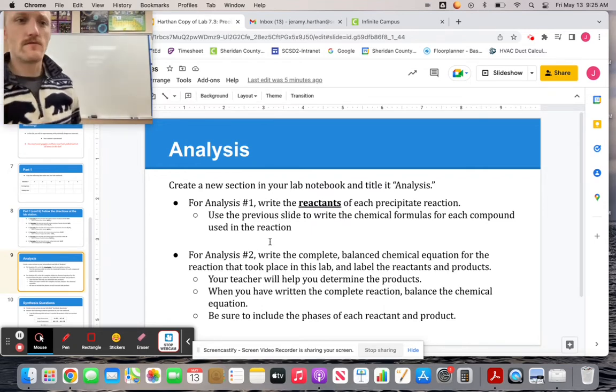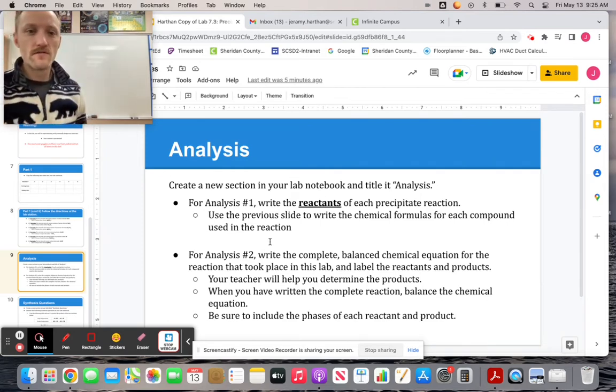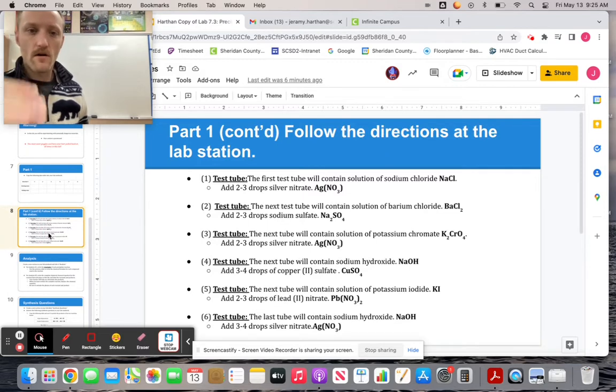So we're going to have to take a step back to what we learned last semester in order to complete the analysis. First thing it says: write the reactants of each precipitate reaction. Okay, so we're going to start there. To find the chemical formulas, use the previous slide. When we go back to our last slide, it has all 6 of our reactants laid out. In the first test tube, it'll contain a solution of sodium chloride, NaCl, and then we're going to add 3 drops of silver nitrate, AgNO3.